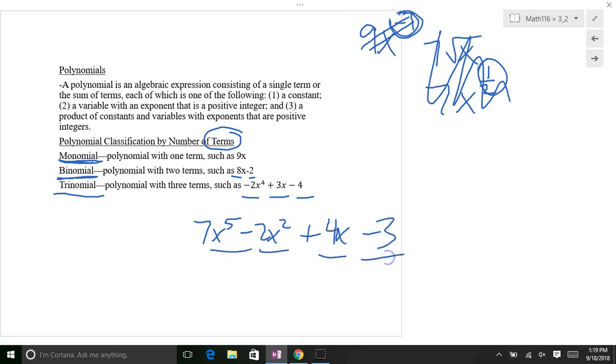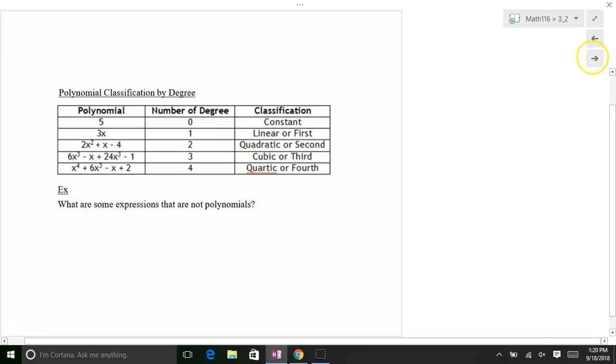Anything after that, if you've got like 7x to the 5th minus 2x squared plus 4x minus 3, 1, 2, 3, 4, you just say that's a polynomial with 4 terms. You kind of get lazy after the 3. So if you've got 1, 2, or 3 terms, they have specific names for it. A monomial is a polynomial with 1 term, a binomial is a polynomial with 2 terms, and so on.